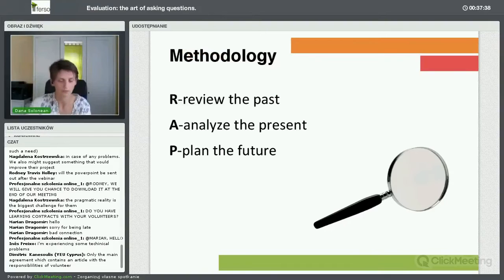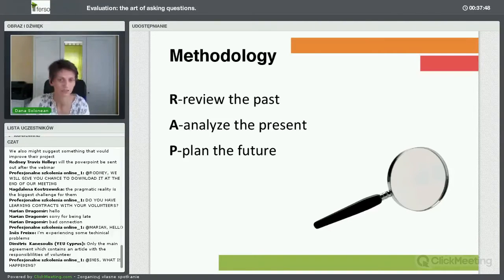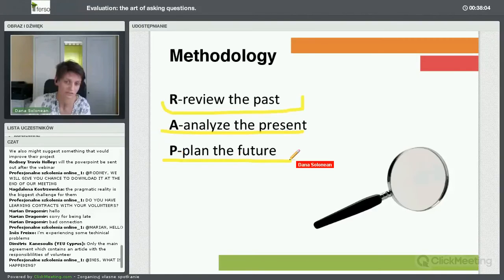Okay, and now how we do this evaluation. I want to present you a methodology that is so easy, and that is working actually for all evaluation, and it's called RAP. So you can try to remember after the rapping style of music. Basically, you have to review the past, analyze the present, and plan the future. So it's very easy, 3 steps, very easy to remember. RAP methodology: review the past, analyze the present, plan the future.